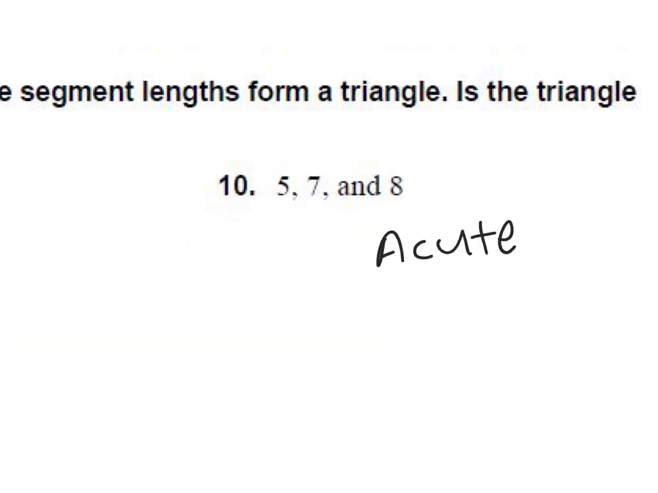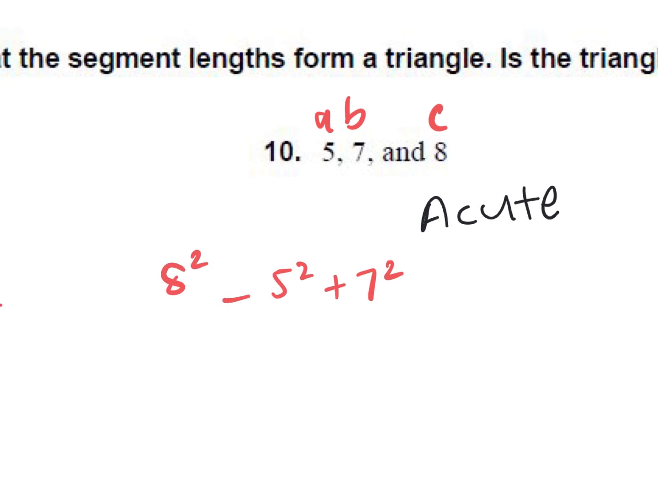Number 10, who got it? Who got it? Christian, go. So I squared 5 and 7. Hold on. 5 and 7 are my A and B. Okay, there are your A and your B. And then 8 is my C because it's the biggest number. I love it. And then I put 5 squared plus 7 squared equals 8 squared.